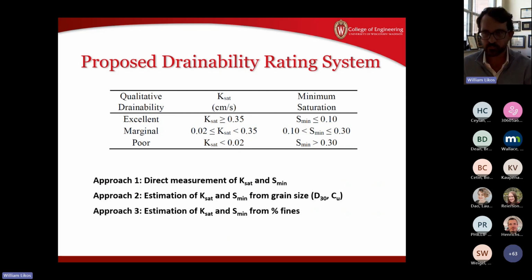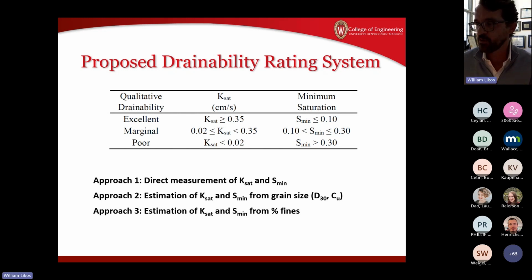The minimum saturation we said if it's less than 0.1, in other words, if that soil at gravity drainage is holding less than 10% water by saturation, we would consider that an excellent material, and poor if that is greater than 30%.